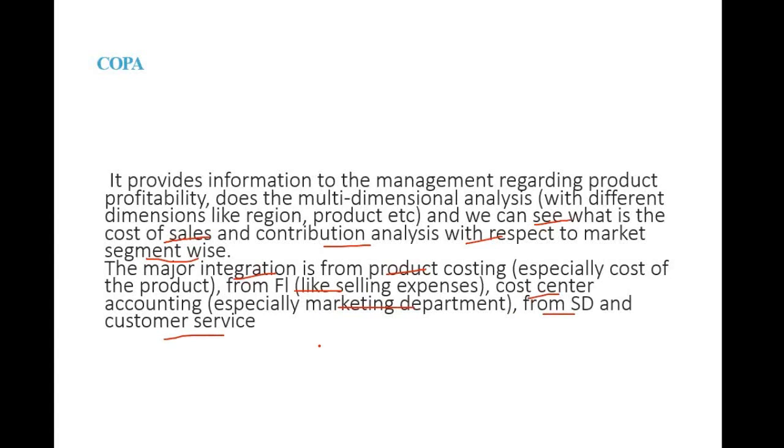Here when we are doing COPA, we are going to create one operating concern as an organizational unit. Operating concern is the highest node in the controlling module. By using this operating concern, we are going to analyze the things in COPA. Right? Next one is profit center accounting.